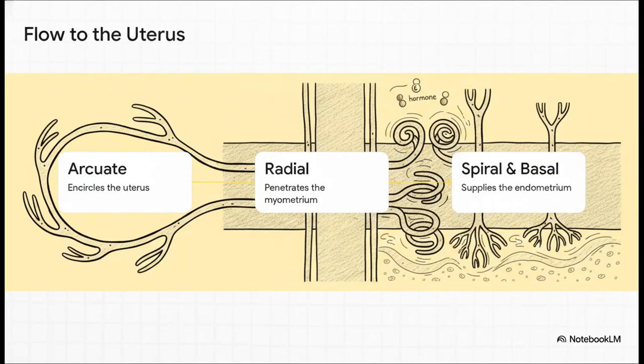The uterine artery doesn't just stop at the surface. No way! It branches microscopically. First into arcuate arteries that encircle the uterus, which then dive deep to become radial arteries. These radial arteries finally end in spiral and basal arteries.